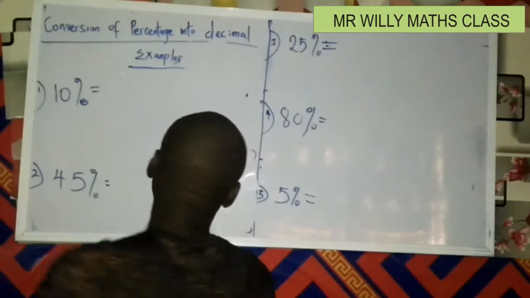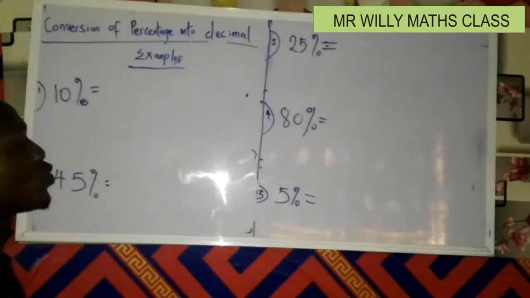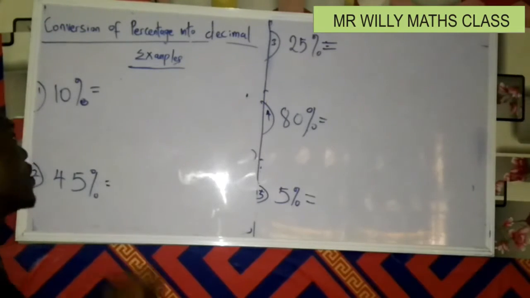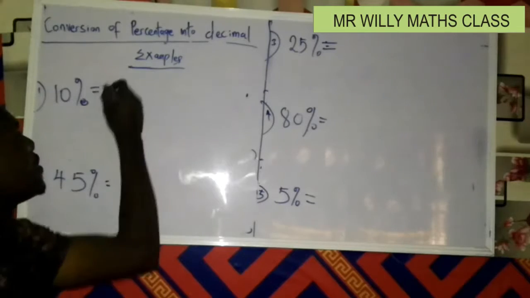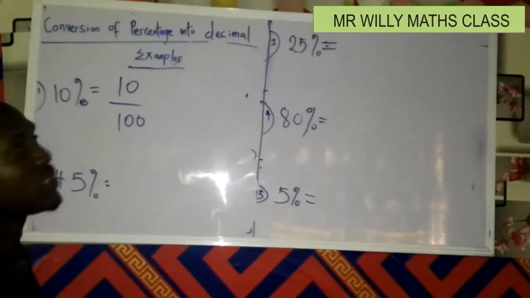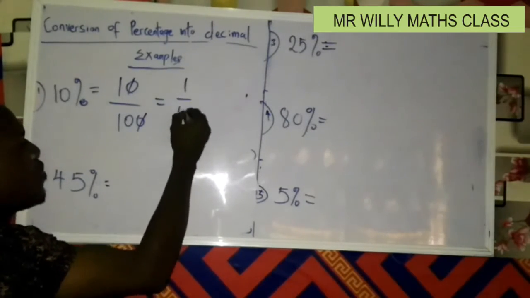If you look at this, we have several examples on the board that we are going to be looking at. The first one is 10%. If you want to convert a percentage into a decimal, the first thing you need to do is change that percentage into a fraction. So 10% simply means 10 over 100. The next thing is that you break it down. 0 will cancel 0, and you are left with 1 over 10.